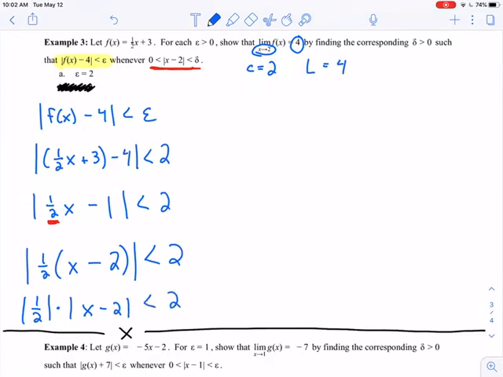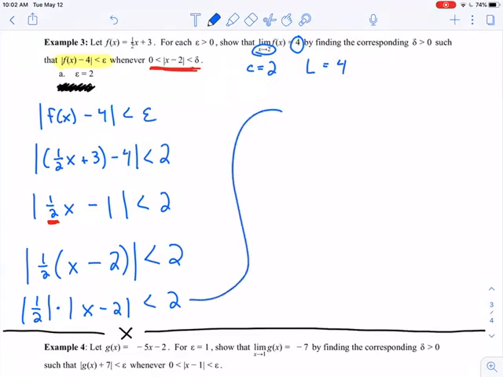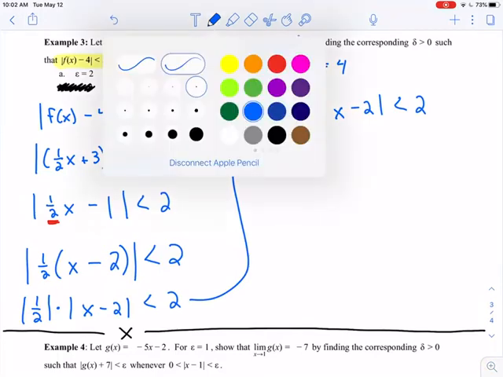And hopefully we're looking at this, we're saying, boy, this looks an awful lot like this guy up here, right? This looks an awful lot like x minus 2. That's what I want. I'm trying to get rid of this. So let's continue on. Let's simplify what we can. I know that the absolute value of 1/2 is just 1/2 times the absolute value of x minus 2 is less than 2. I'm almost there, right? I want just absolute value of x minus 2. So let's get rid of that 1/2.